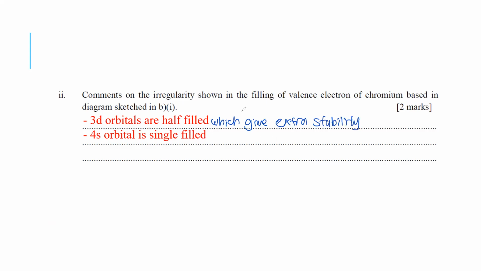Okay, and then the 4s orbital is singly filled. So these are the things you comment on about the filling of the electronic configuration in chromium. Okay, so that is all for question number 5.